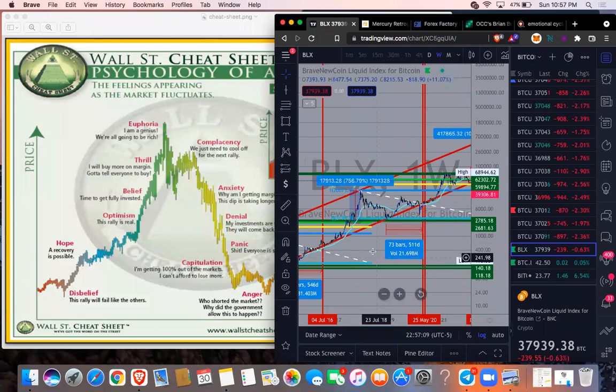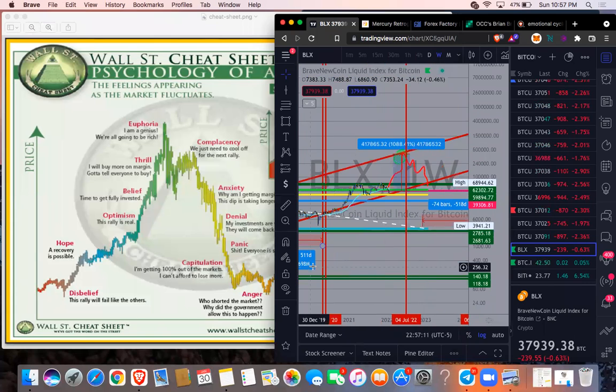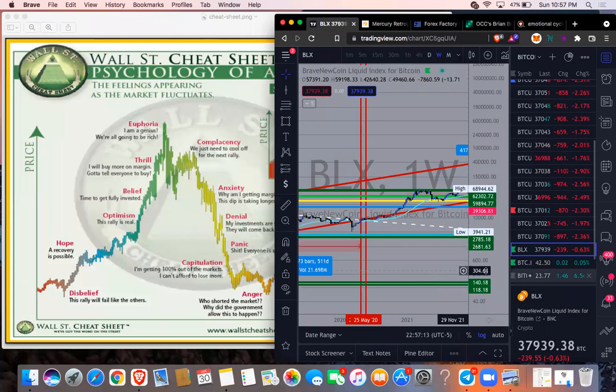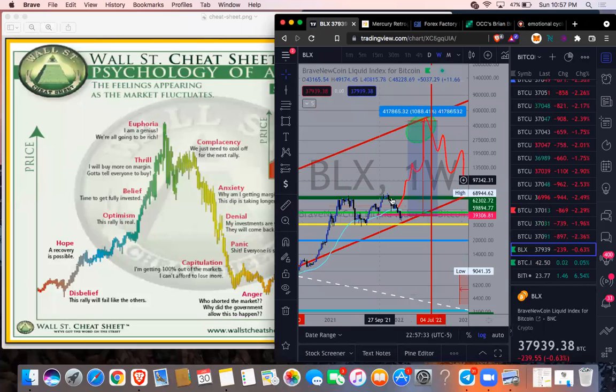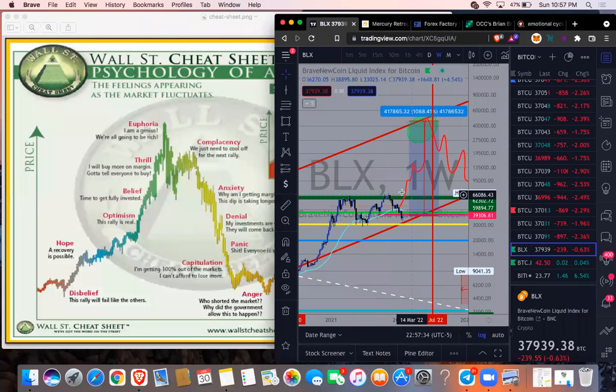Hope was this. And here's the crazy thing. When you actually look at the price action, hope was 60K. A recovery is possible. Wow. Oh my gosh, this is very possible. And we are still making our way up hope. And we haven't got into optimism yet. Optimism will not happen until we make our way back over 60K. Now, if we make our way back over 60K, at that point, then it's just belief through euphoria.